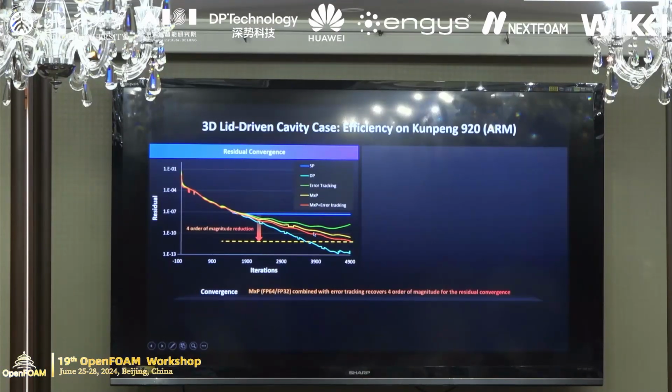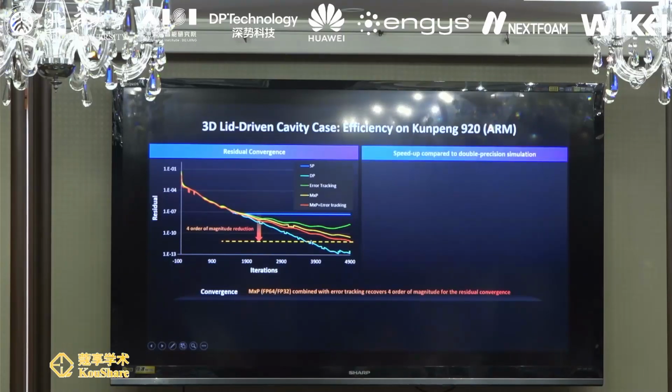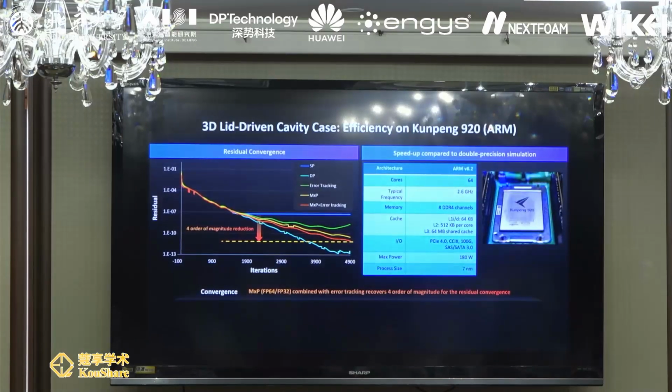And then mixed precision with the error tracking together is the red line, and that light blue line here is the reference for that case that we obtained with double precision. So we still have a little bit more to get to pure double precision, but we already have 4 orders of magnitude reduction compared to pure single precision. And we measured the acceleration.